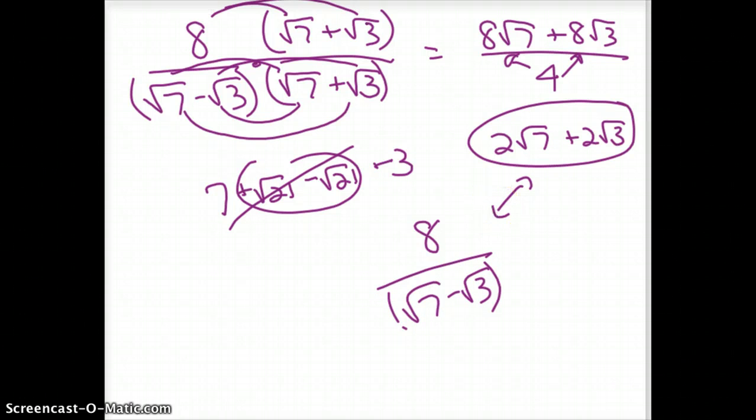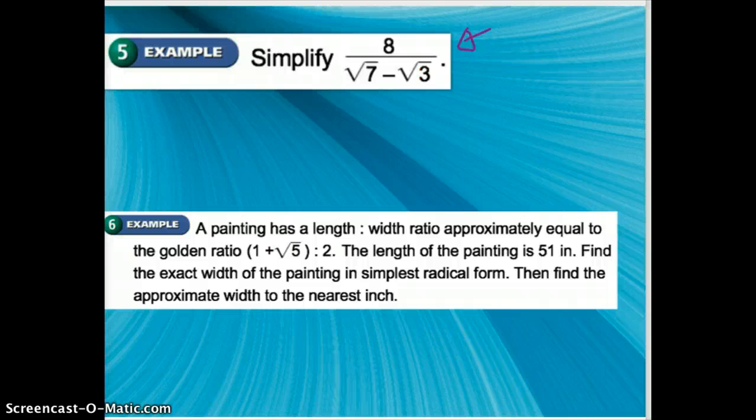Okay. Last one to do. All right. So a painting has a length to width ratio that's approximately equal to the golden ratio, which is 1 plus root 5 over 2. So the golden ratio is this ratio that they say in art and humanity people think is the most beautiful. So 1 plus root 5 over 2 is this ratio. The length of the painting is 51 inches. You're going to find the exact width of the painting in simplest radical form. And then you want to find the approximate width to the nearest inch.